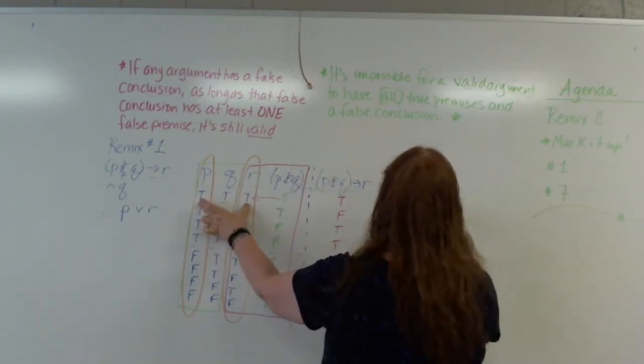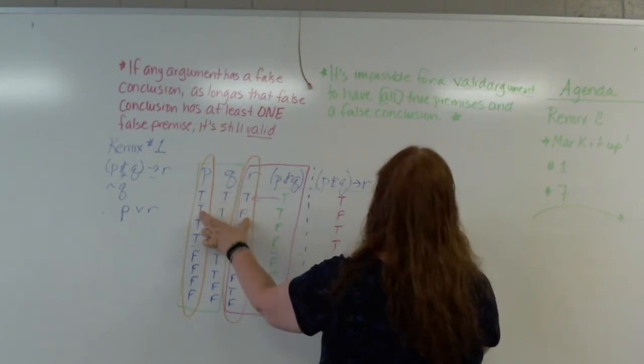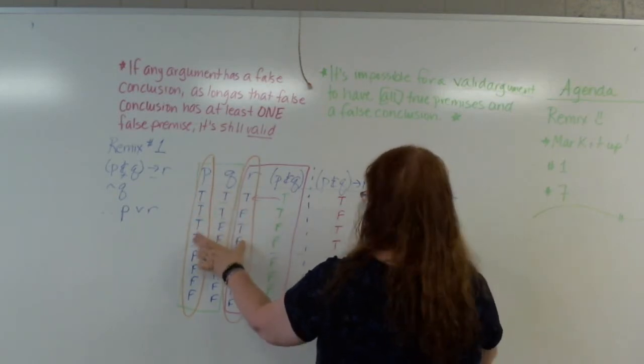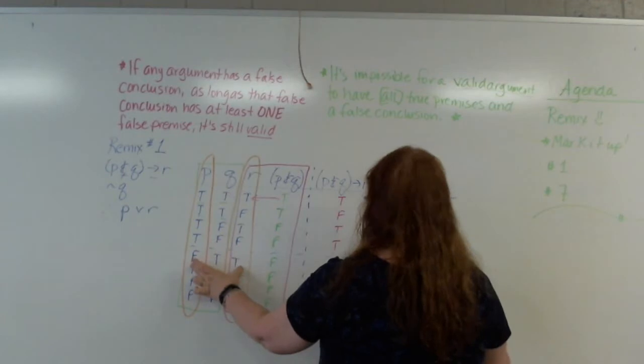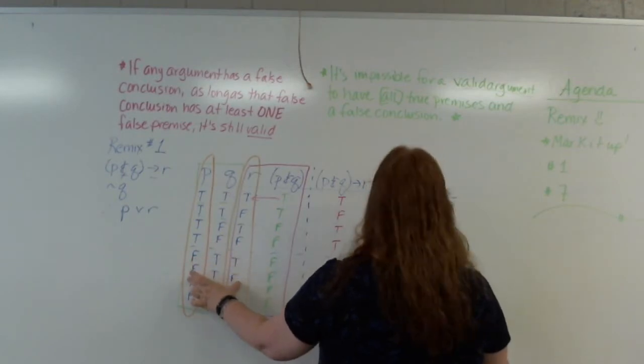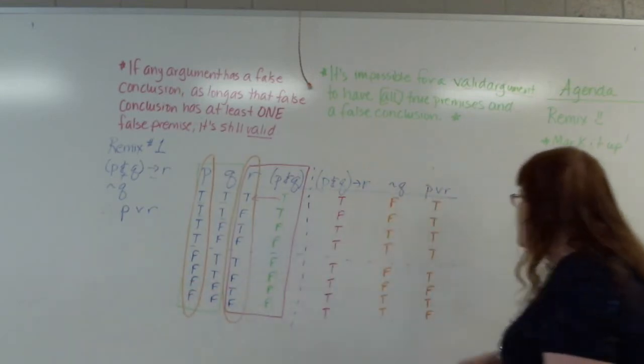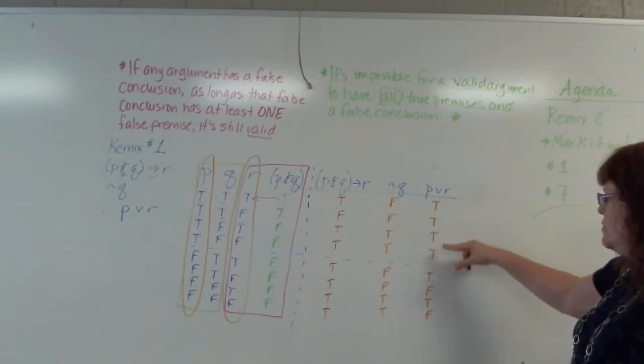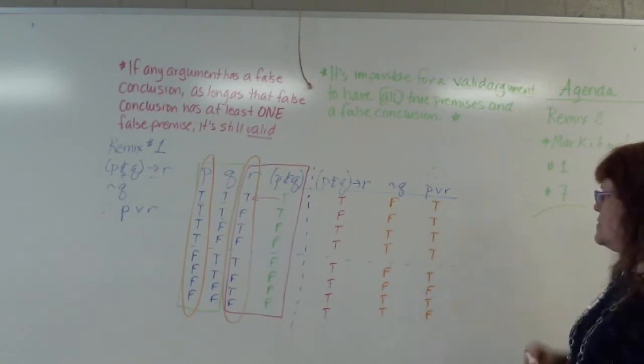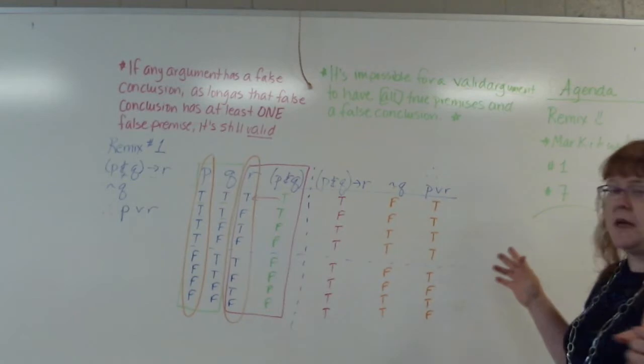So true or true is true, true or false is true, true or true is true, true or false is true, false or true is true, false or false is false, false or true is true, false or false is false. So I have true, true, true, true, true, false, true, false. Okay, so that's my whole truth table.